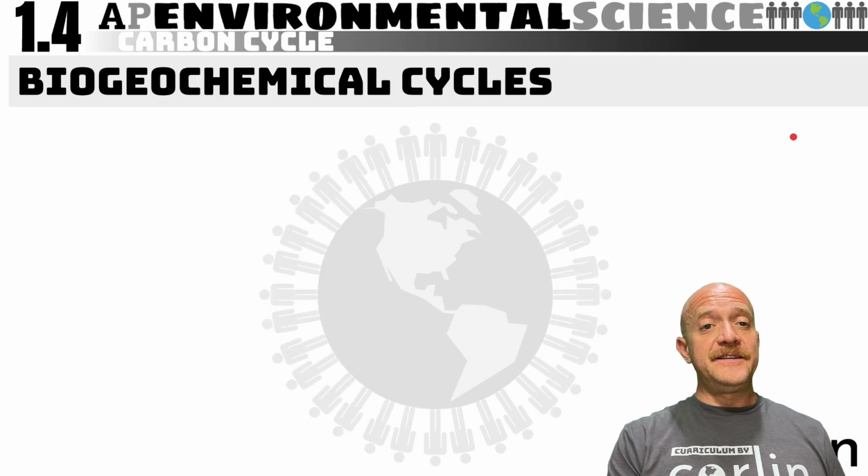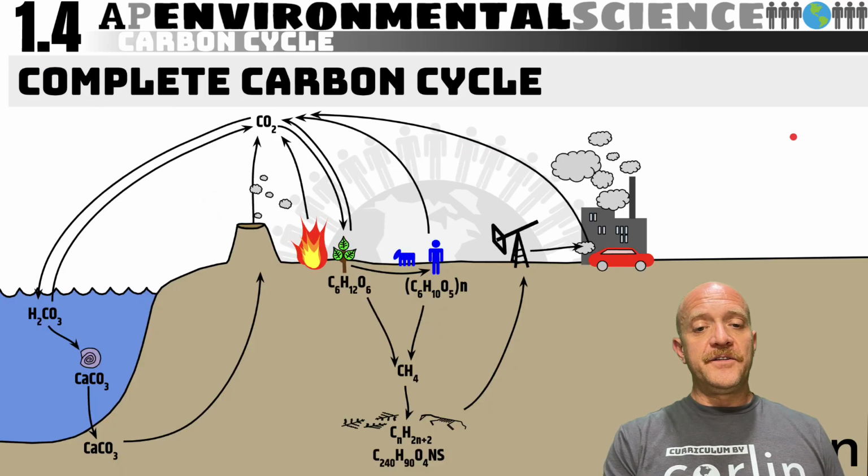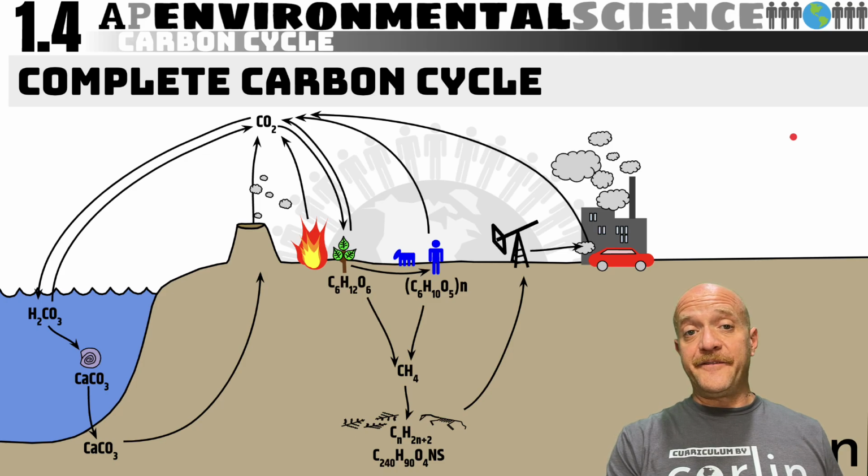The carbon cycle is the first of the biogeochemical cycles. Bio, living; geo, earth and rocks; chemical means molecules. So the complete carbon cycle involves many different steps. You do not have to know all of the details, but you should understand what is occurring during each process.